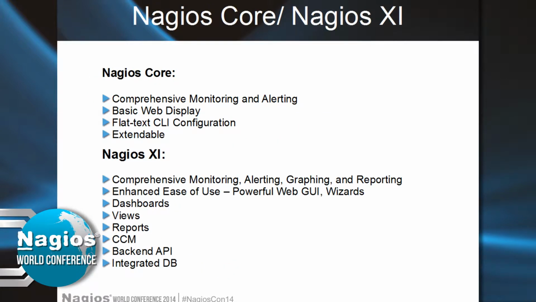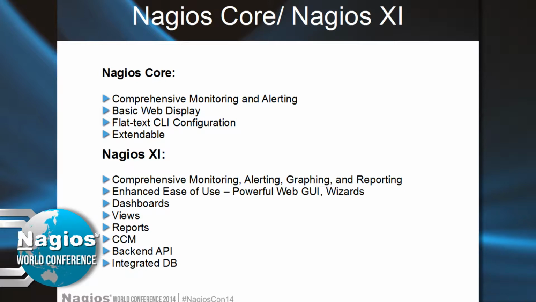So first off, we'll talk about Nagios Core and Nagios XI. So basically Nagios Core is a very comprehensive monitoring and alerting engine. It's got a basic web display. You're configuring everything with flat text on the CLI. And it's a very extendable system with all of those awesome projects on the Nagios Exchange.